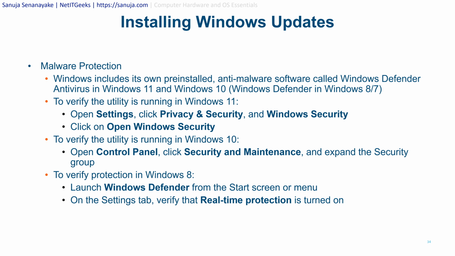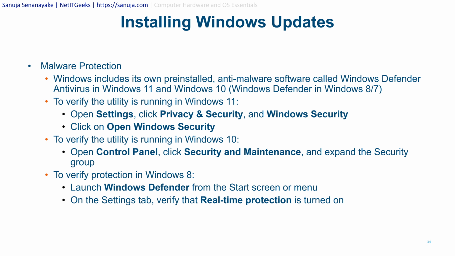Windows includes its own pre-installed anti-malware software called Windows Defender Antivirus, and in Windows 11 and Windows 10 it is called Windows Defender. It doesn't have the antivirus part in it. So it's basically Microsoft changing the name. It's the same thing. It's just basically Windows Defender, whether it's Windows 11, 10, 8 or 7.